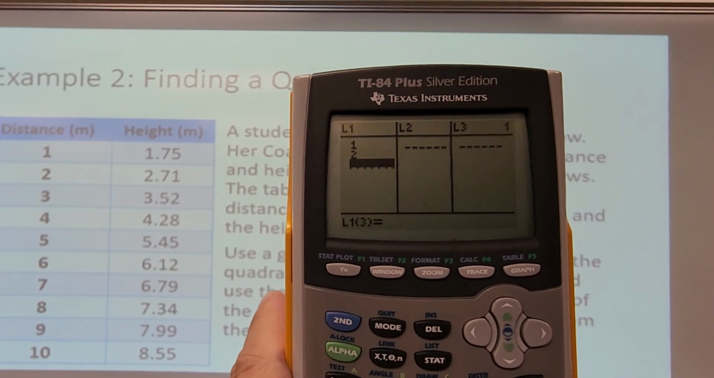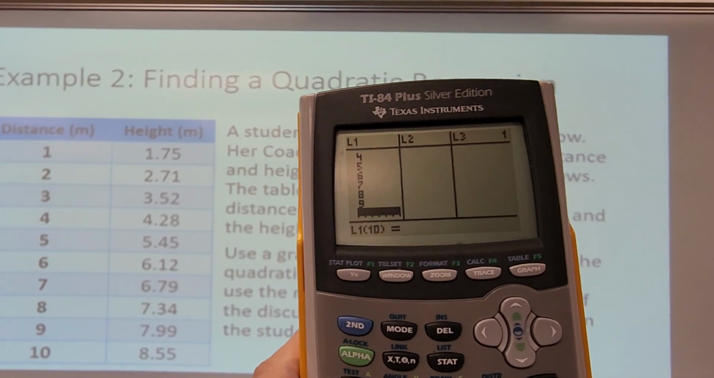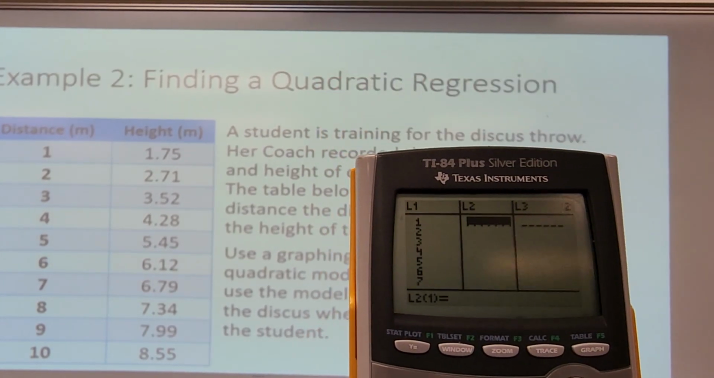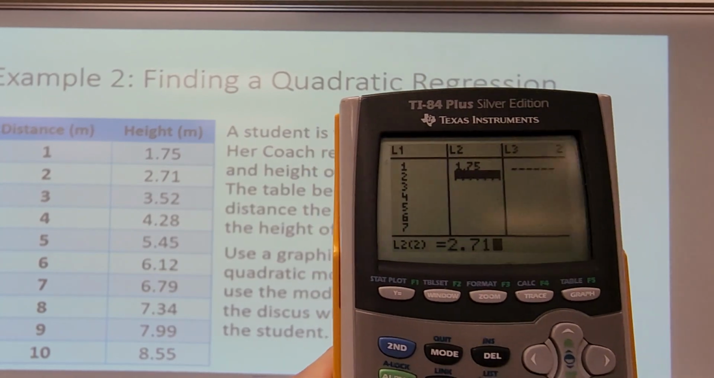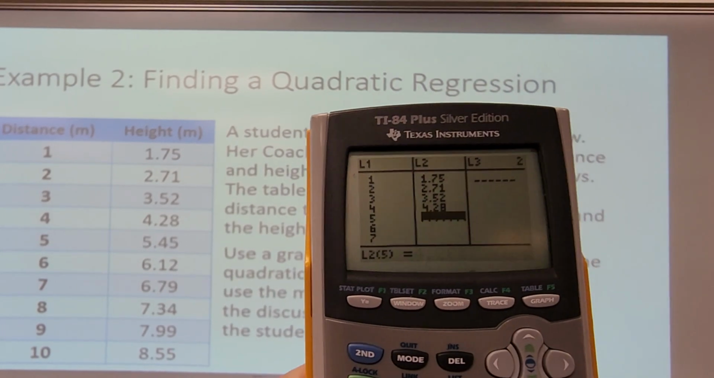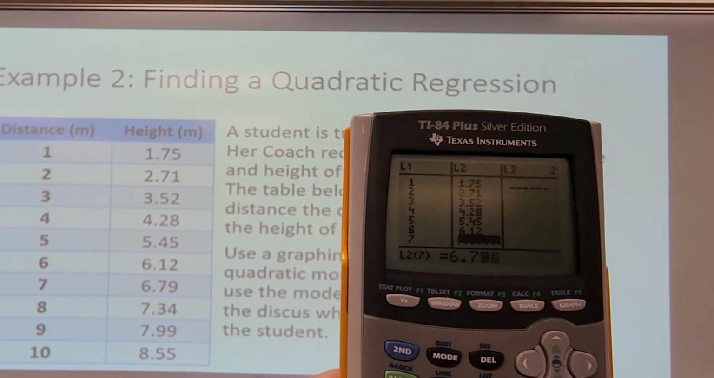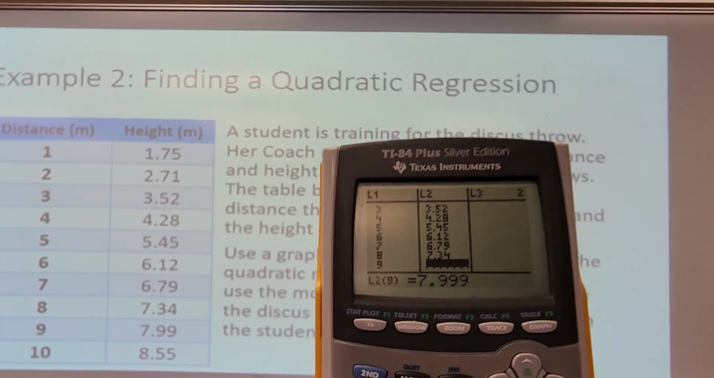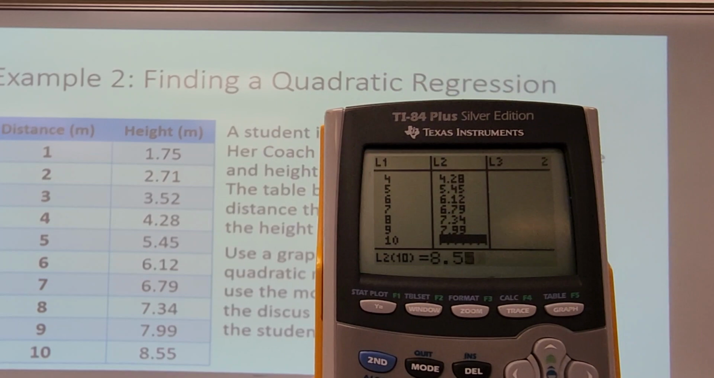So I've got 1, 2, 3, 4, 5, 6, 7, 8, 9, and 10. But then in list 2, the L2 column, we're going to line those up so that we have 1.75, 2.71, 3.52, 4.28, 5.45, 6.12, 6.79, 7.34, 7.99, and 8.55.